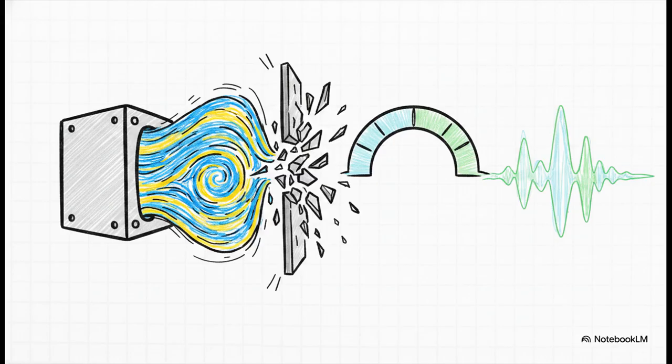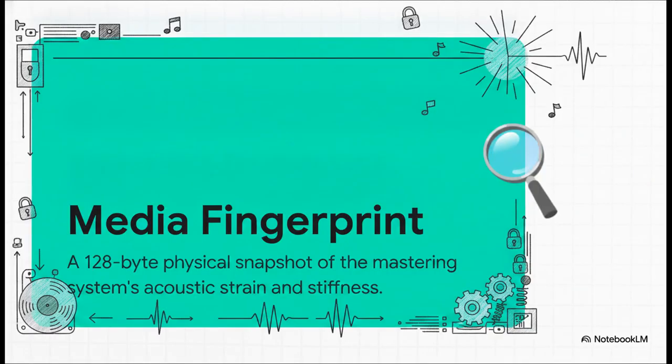It completely frees up the preamp's voltage potential, acting like an open circuit when high impedance is needed, or instantly dropping to match high current designs. Next is the media fingerprint, or F-master. Let me be clear, this is not your typical MP3 metadata tag.